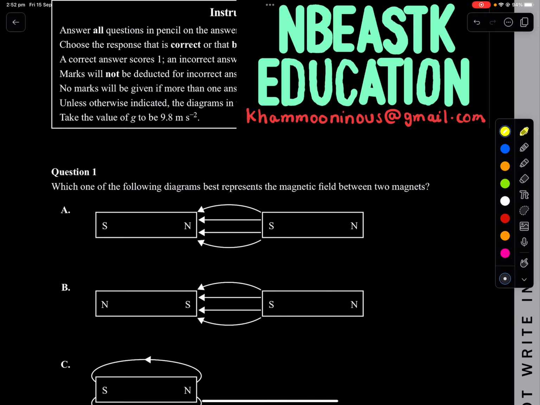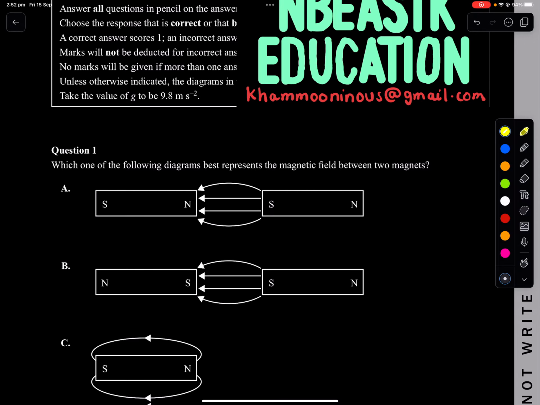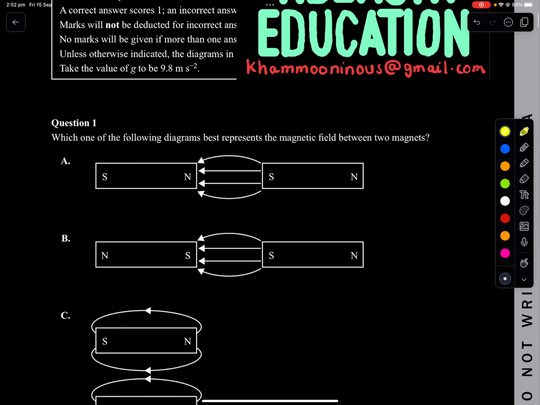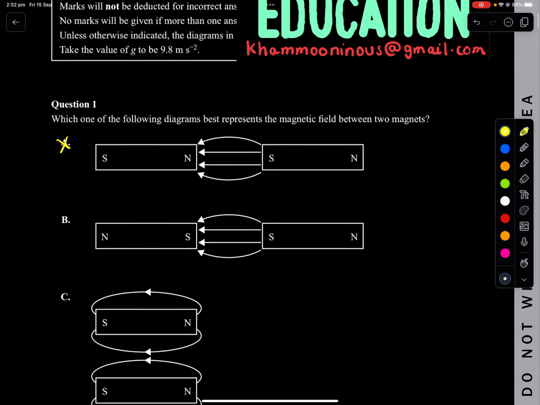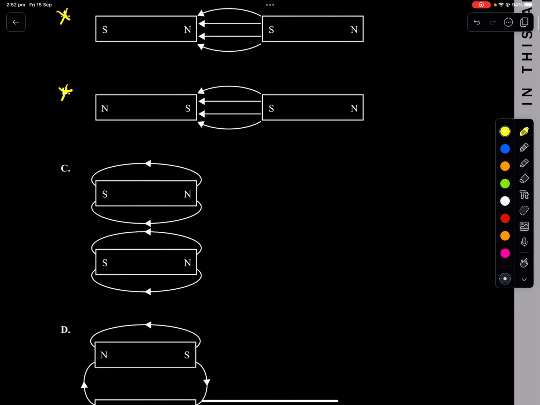Which of the following diagrams best represents the magnetic field lines between two magnets? Okay, let's look at A. Absolutely wrong. Remember, at north the arrows come out, and at south they go in. But here it's saying that south comes out. Absolutely wrong. What about B? Well, absolutely wrong. Two south poles repel each other. Remember, like poles repel each other. So B is wrong. Let's look at C.